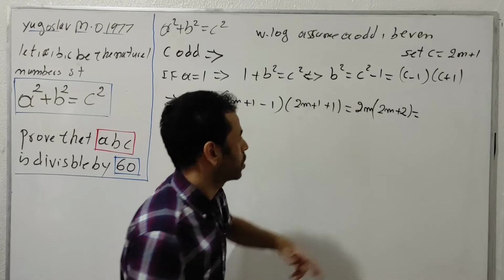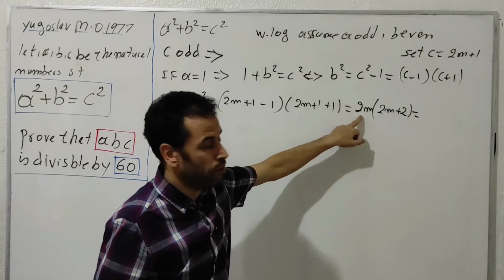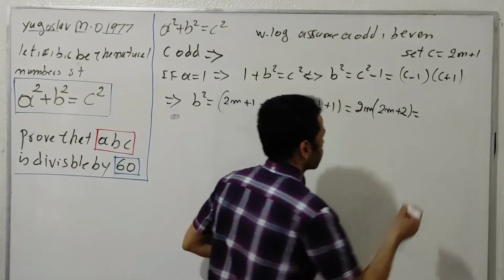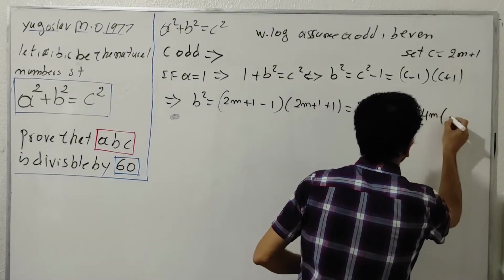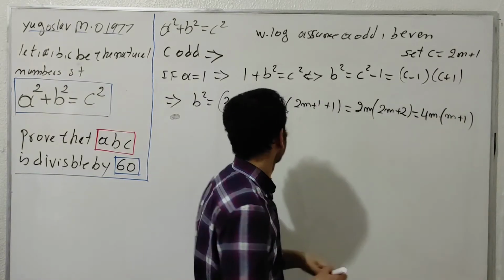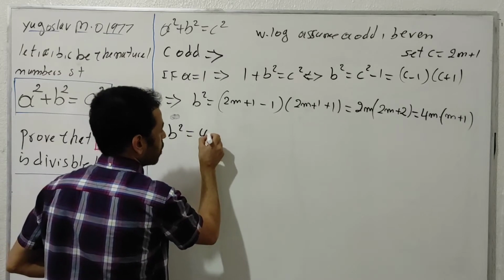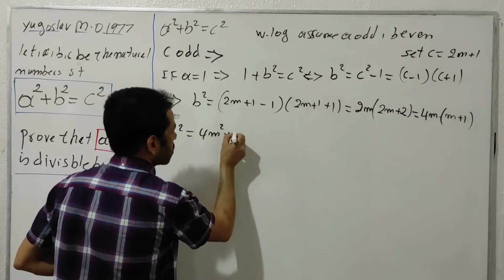Then I'm going to take number 2 outside of this one as a multiplier. 2 multiplied by 2 gives us 4, multiplied by m, multiplied by m plus 1. I'm going to distribute this one. I will have b squared equals 4m squared plus 4m.